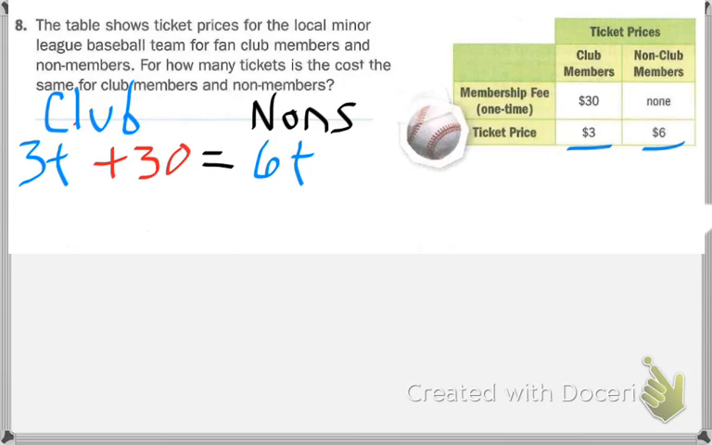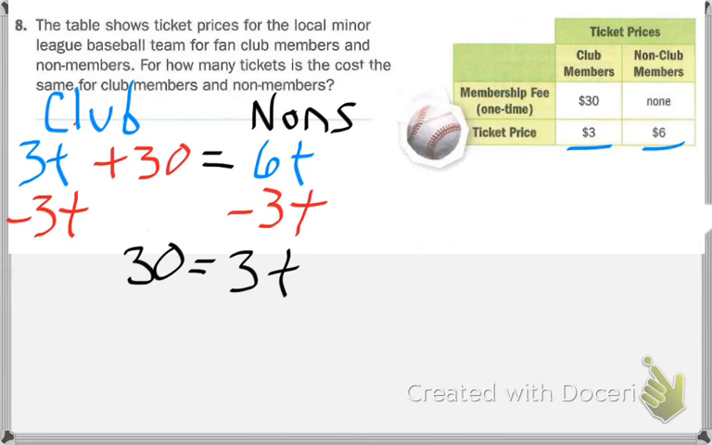Okay, start by moving your smaller variable towards your bigger one. So it should be that one. If you do that, they cancel, and on the left side you have just 30. On the right side, 6t minus 3t, well, that's 3t. Now, finish by dividing both sides by your coefficient, and you are done. And you end up with t equals 10.